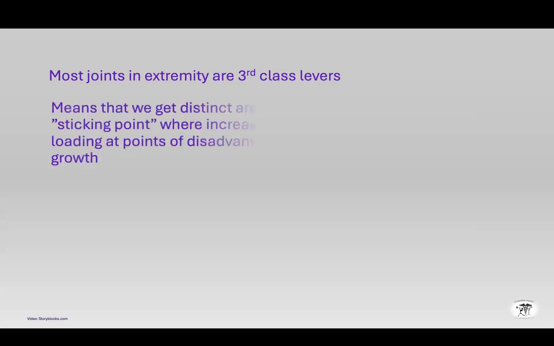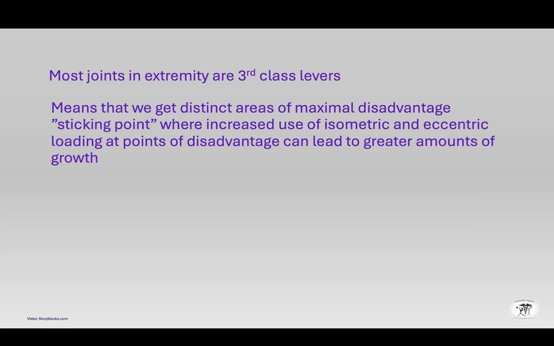And so when we start looking at that, we have to remember that most of the joints within the extremities are going to be third class lever systems. When we're watching people do bicep curls, for example, one of the things that happens is that we're going to get a sticking point. That sticking point is the distance that we have in that mid-range where we have the greatest lever arm distance between the load and the muscle. Because we have that least amount of lever arm in the muscle relative to the load, we can produce the least amount of mechanical advantage.